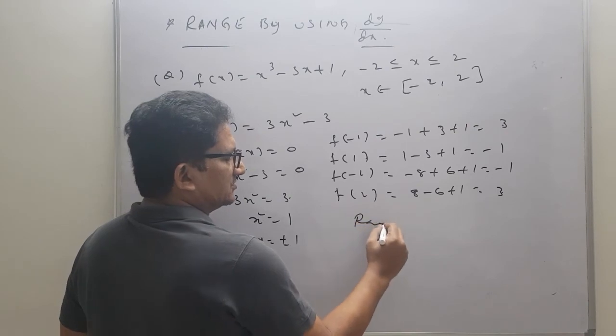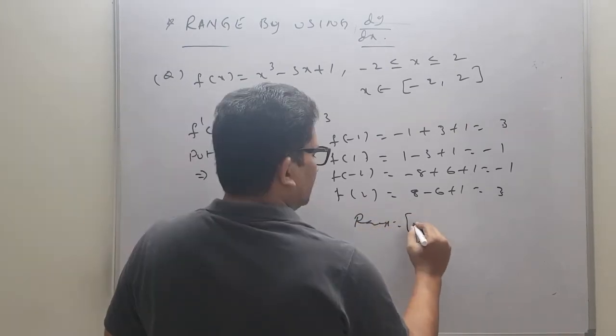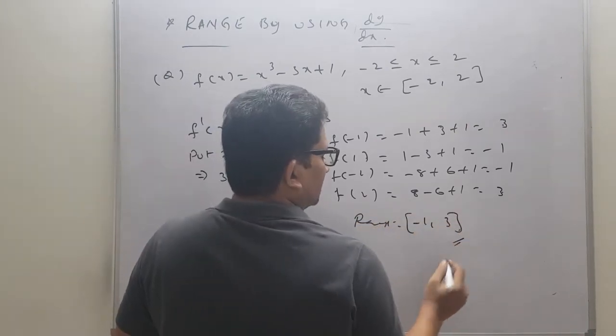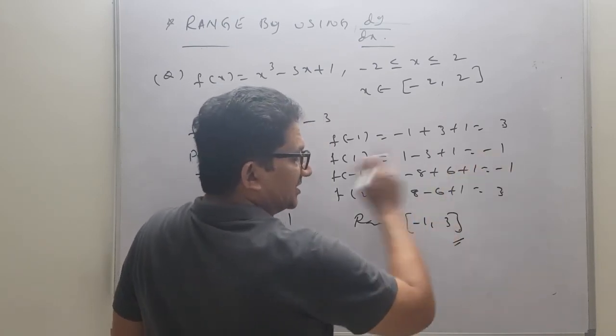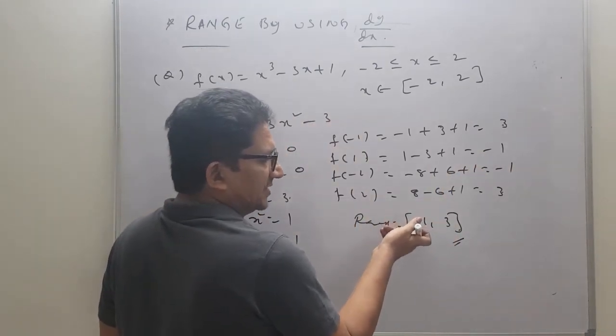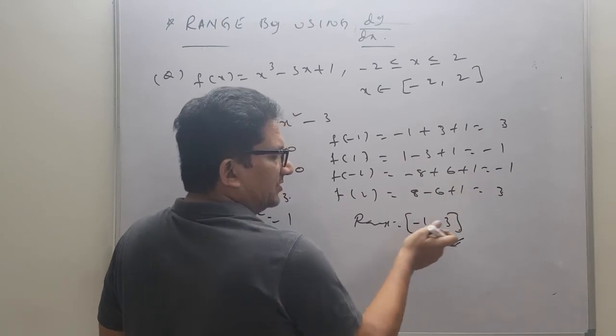So the range is between minus 1 comma 3. The minimum value we are getting from this one, as I explained earlier. The minimum value is minus 1 and the maximum value is 3. In between those two we will get all the values.